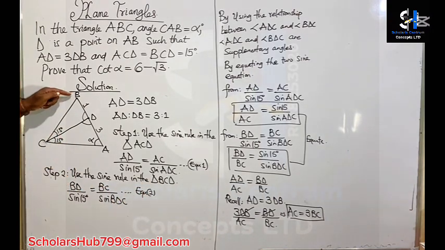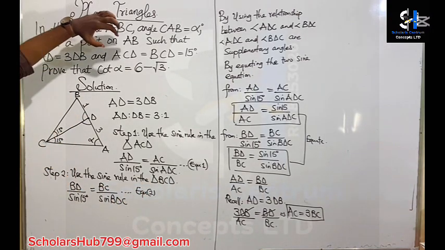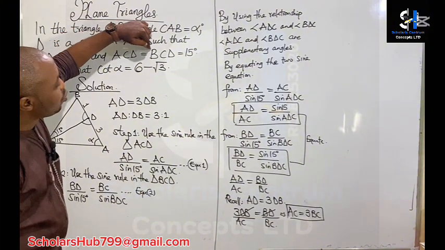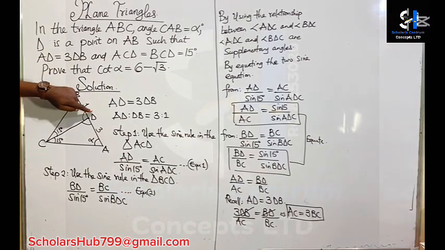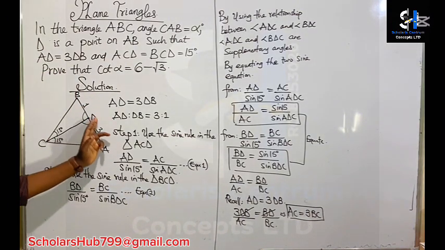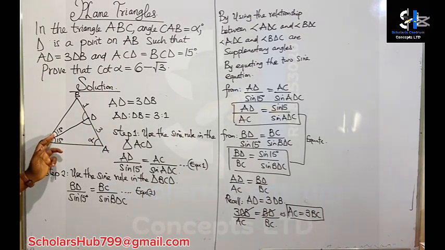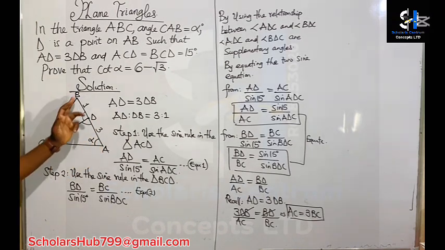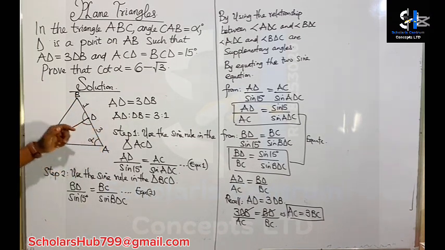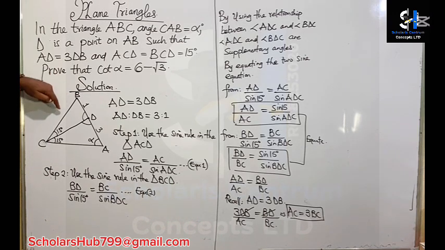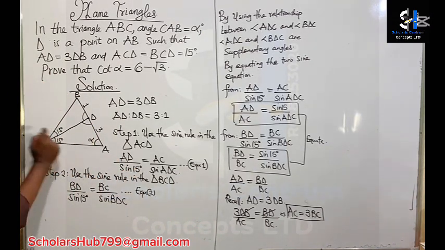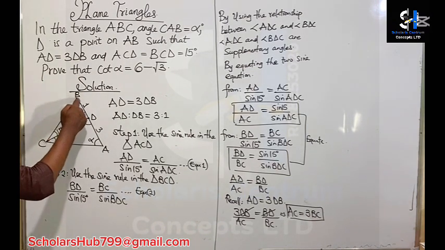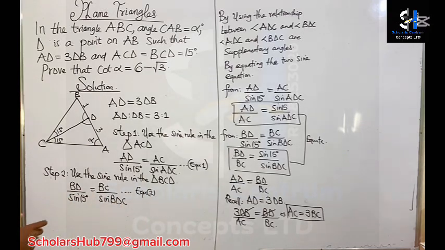Now we have BCD because in the question we have ACD equals BCD equals 15 degrees. So in triangle BCD, we have BD opposite angle 15 degrees. So that will be BD over sine BCD. Then we also have this other side here, BC, all over sine BDC.